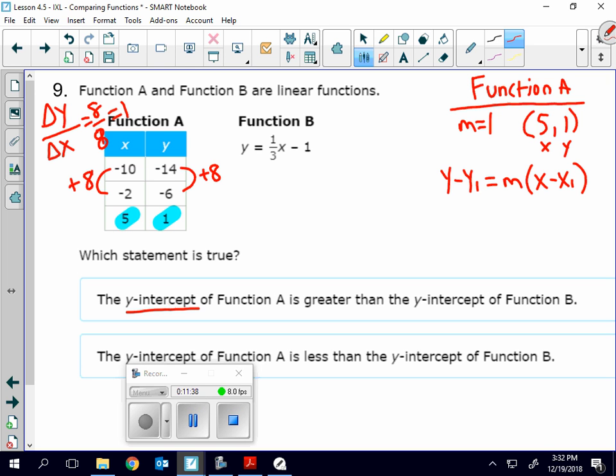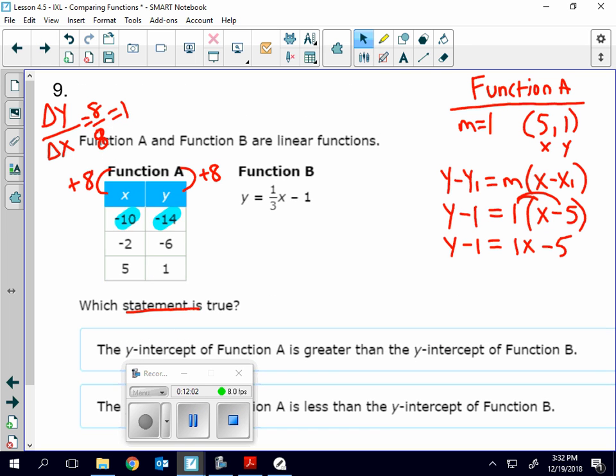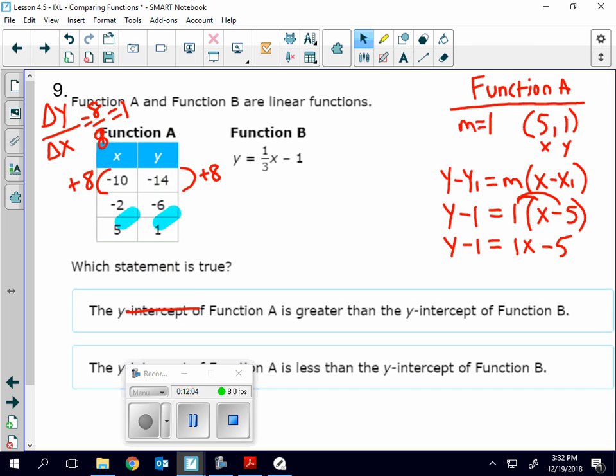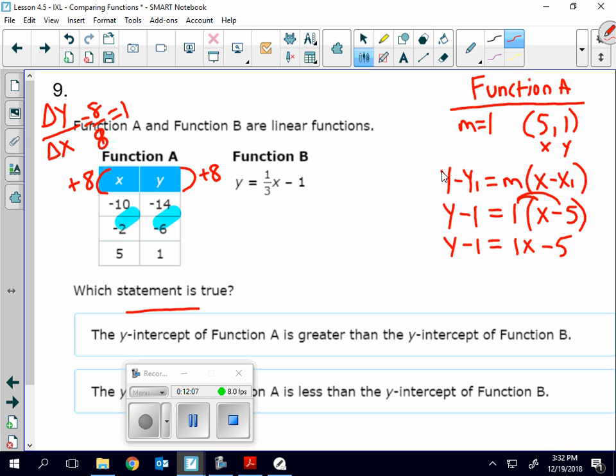Just when you think you're done with that, you have to do it again. y minus 1 equals, the slope is also 1, times x minus 5. Then we distribute to get 1x minus 5, because 1 times anything is still 1. I just have to slide it down. And we're going to add 1 to both sides. So we have our b here. y equals 1x minus 4.